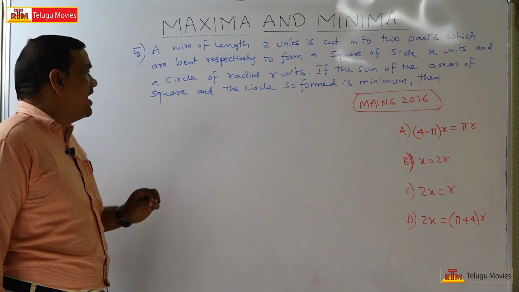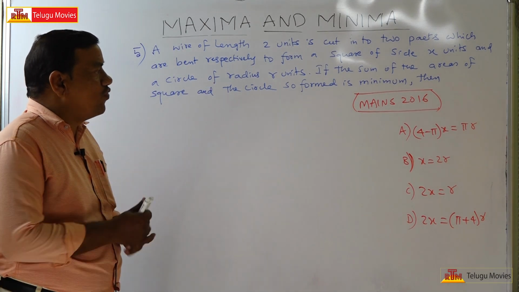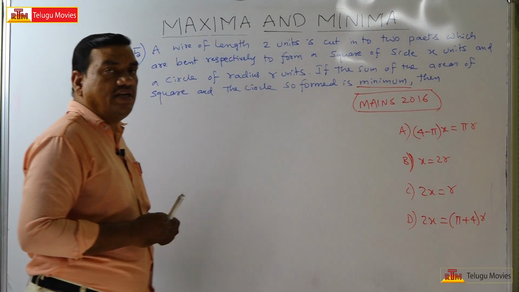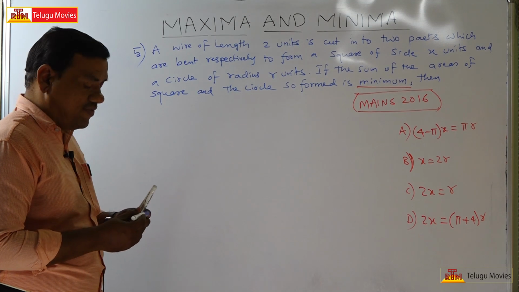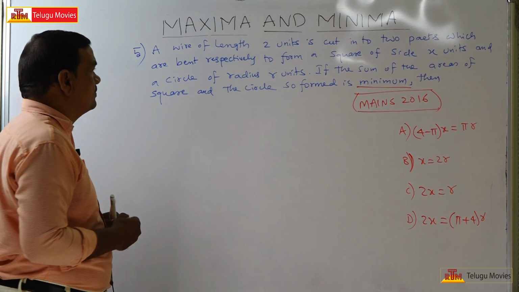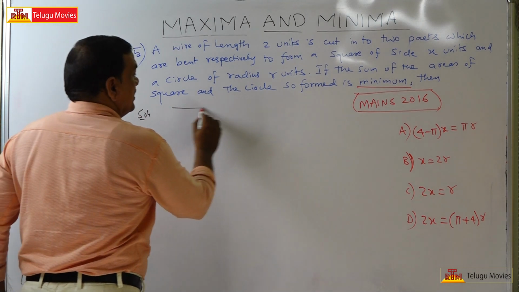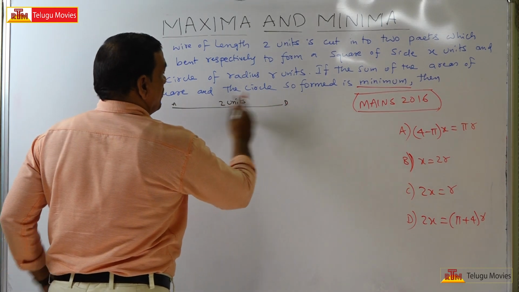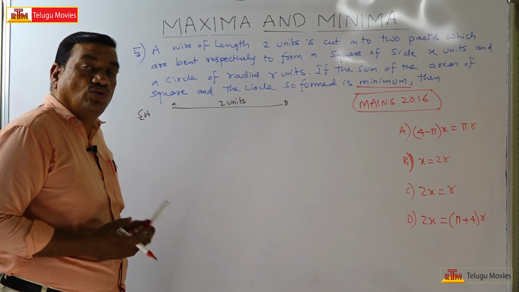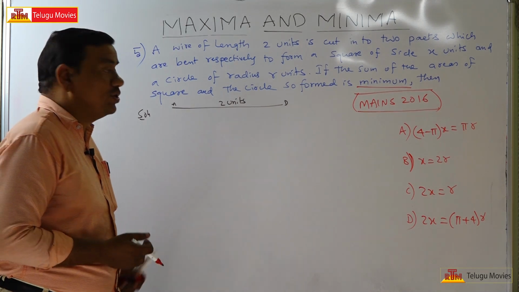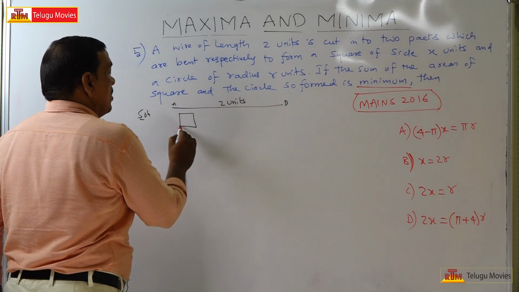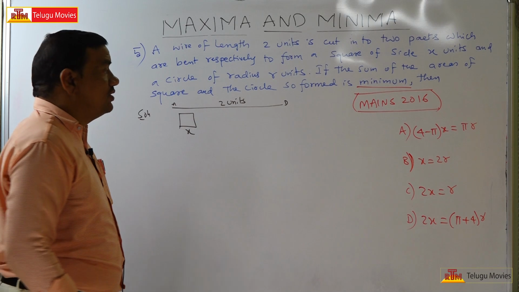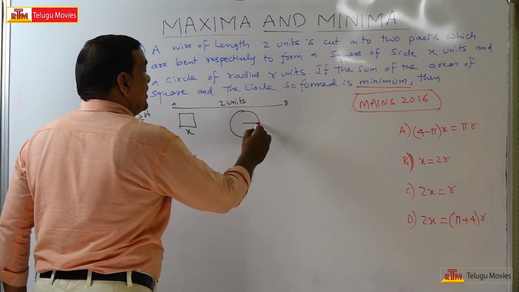If the sum of the areas of the square and the circle so formed is minimum, then see here. First of all, there is a wire of length 2 units, say AB. It was cut into 2 parts. One part is bent in the form of a square of side x and another part is bent in the form of a circle of radius r.